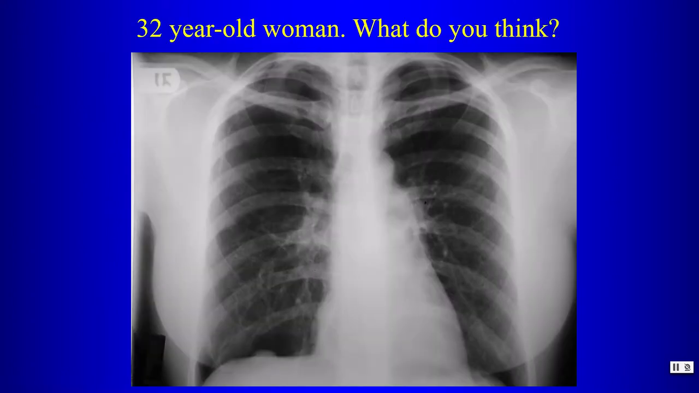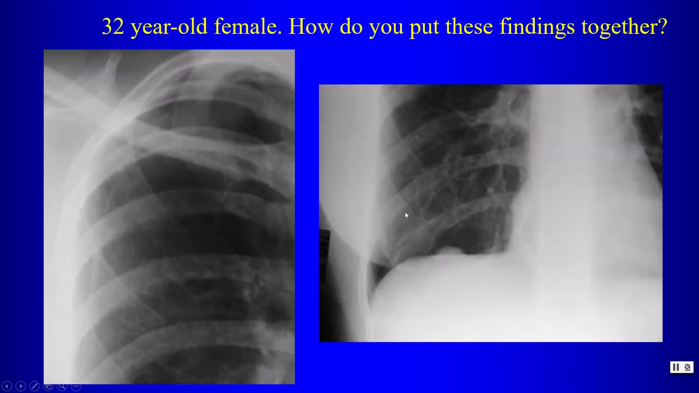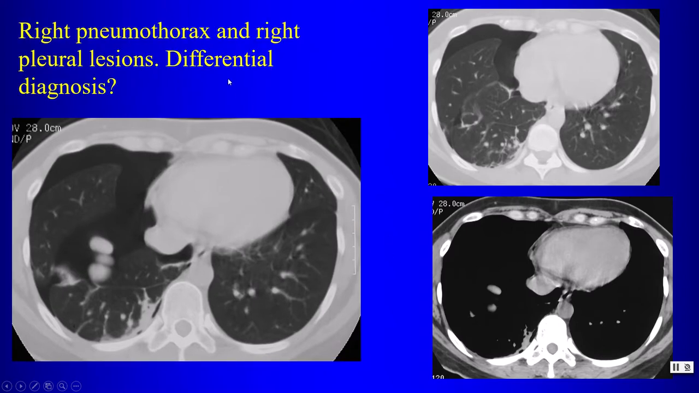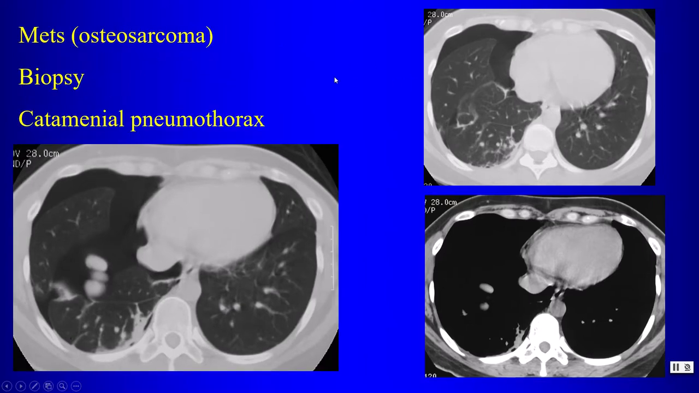So let's move on. Here we have a 32-year-old woman. What are the findings here? We see a pneumothorax and we also see this pleural nodule. Well, how do we put this together? We have a pleural nodule here in a young woman with a pneumothorax. And we can see the pleural nodules here on the CT. We can see the pneumothorax pretty clearly. Here are the pleural nodules. What's your differential diagnosis for pneumothorax and right-sided pleural lesions here within a young female?